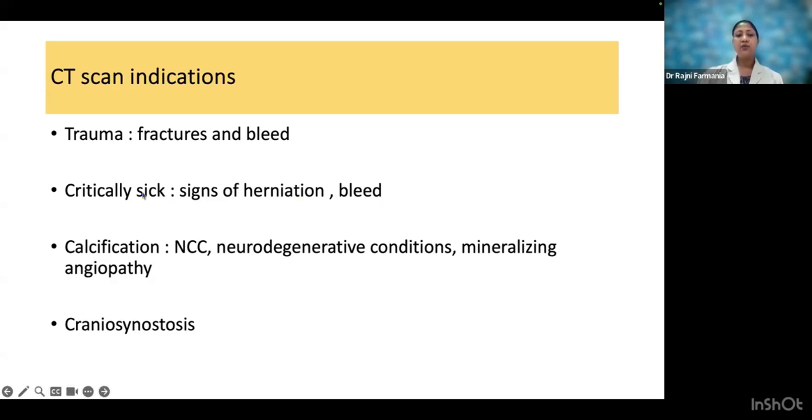The other important thing is calcification. Even in routine OPD patients, sometimes we advise a CT scan because we want to see calcification. In neurocysticercosis, when you want to see whether the lesion is calcified, you want a CT scan. In some neurodegenerative conditions, we want to see calcification. And craniosynostosis is another special indication in pediatrics for which we order a CT scan.